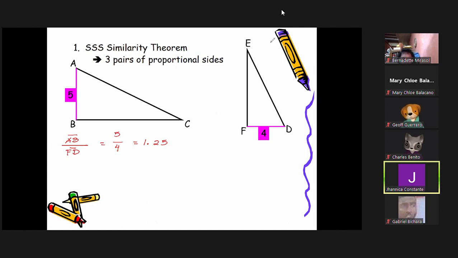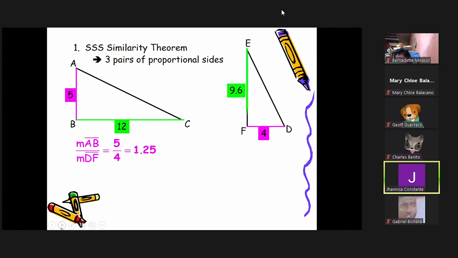So let's say that the measurement of side BC is equal to 12 and side EF is equal to 9.6. So let's see if the proportion of these two corresponding parts is also equal to 1.25. So 12 divided by 9.6 is also equal to 1.25. So we have the same proportion in the two corresponding parts of our triangle.